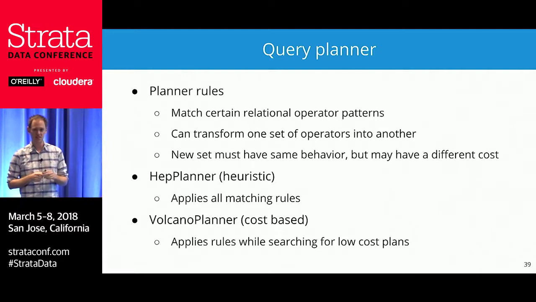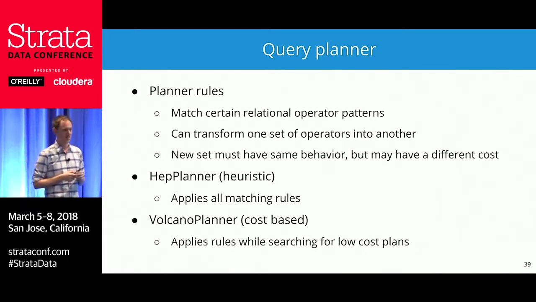There's 2 kinds of planners Calcite does. One is called the HEP planner. It's heuristic. It just applies all rules that match in a deterministic order. That actually is not cost-based at all. It's just applying a set of rules you give it if they match. And the second one, Volcano Planner, a little bit fancier. It's cost-based, and so it'll explore all possibilities. It can't actually hit all of them because the search space is too big. It'll go a little bit down a tree, and if it goes too far without getting a good cost, it'll give up. But it'll explore the optimization space and try to find a best cost-based plan.